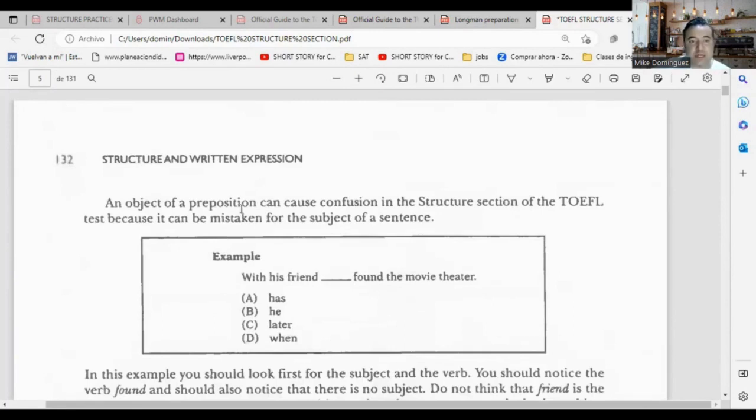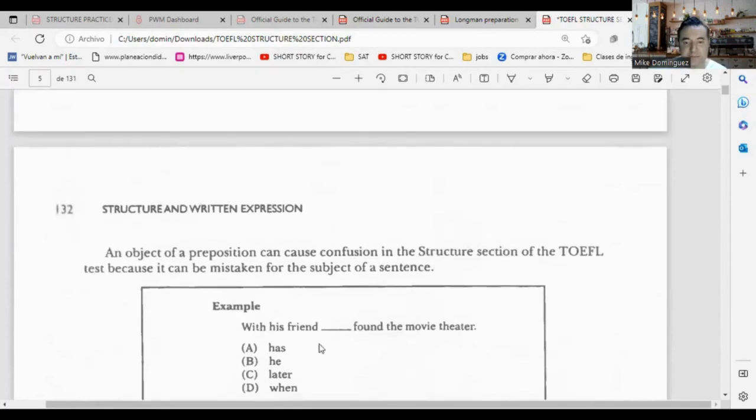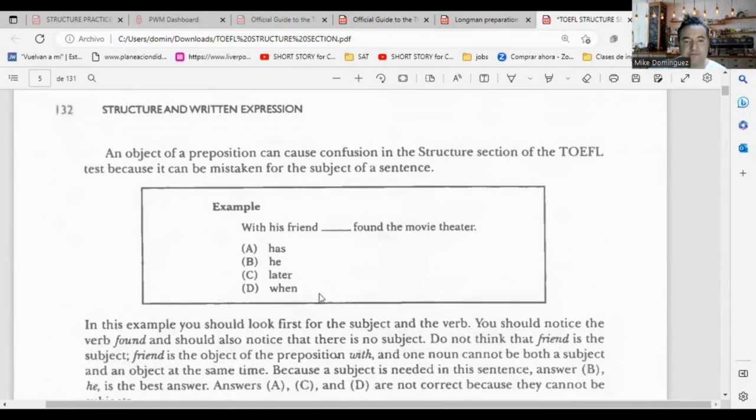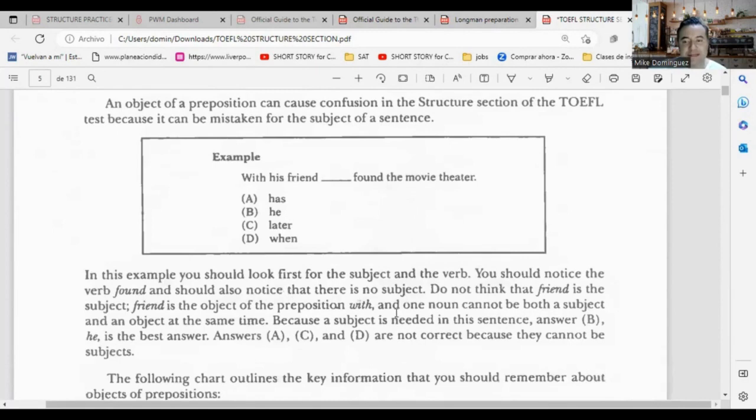Okay, structure and written expression. This is the section. An object of preposition can cause confusion in the structure section of the TOEFL test, because it can be mistaken for the subject in a sentence. Example: "With his friend, he found a movie theater." The letter B.